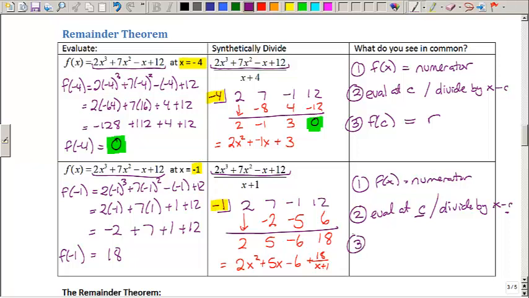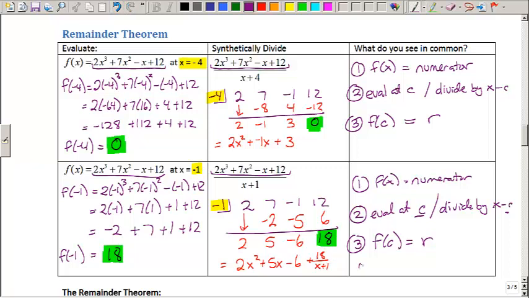And lastly, we can identify that f of -1 is equal to 18, and when I divided by x plus 1, my remainder was also 18. So I can say that f of c is equal to my remainder. So if I'm trying to evaluate a large polynomial at a point x equals c, instead of doing all the evaluation, I could synthetically divide to find the remainder.